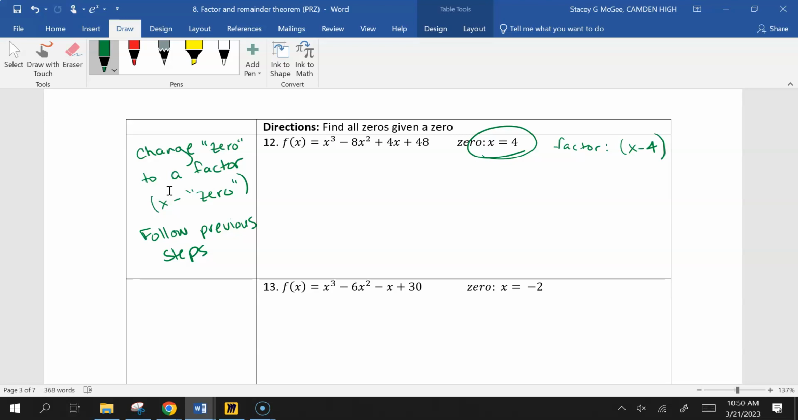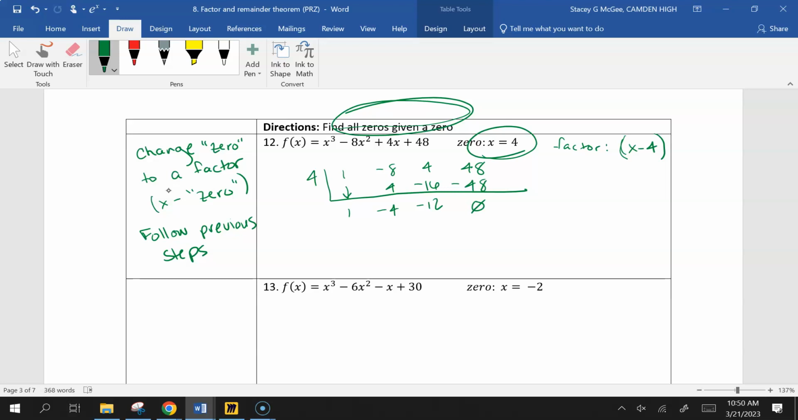So now follow all the steps that we did before. X minus 4 is a factor. Divide it, factor it all the way, and find all the zeros. So I put the 4 on the outside. 1, negative 8, 4, 48. Because look, the directions for this just say find the zeros, given a 0. Drop it. And I should get 0 on the end because that's what it means to be a factor. That is by definition a factor.